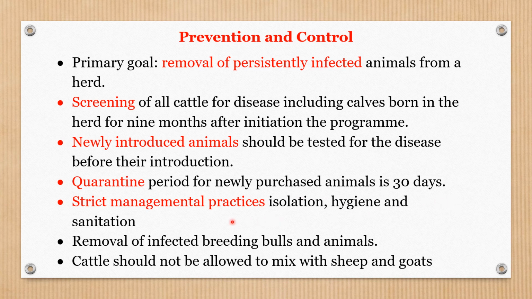Strict management practices such as isolation, hygiene and sanitation, and other usual methods for the control of diseases. A very important thing is removal of infected breeding bulls and animals from the farm, because artificial insemination and natural insemination also cause the spread of the disease. Cattle should not be allowed to mix with sheep and goats.